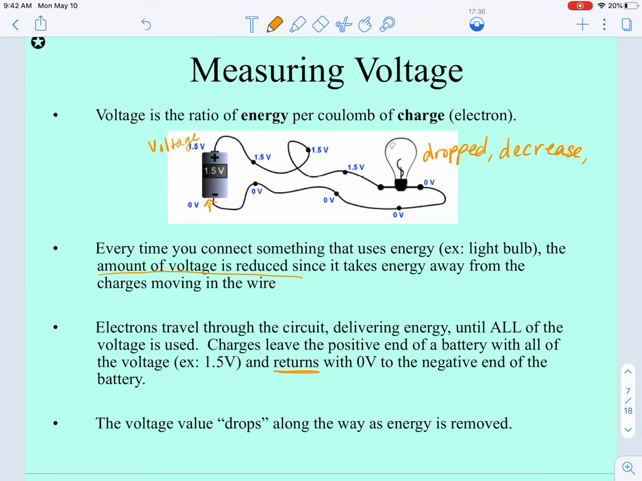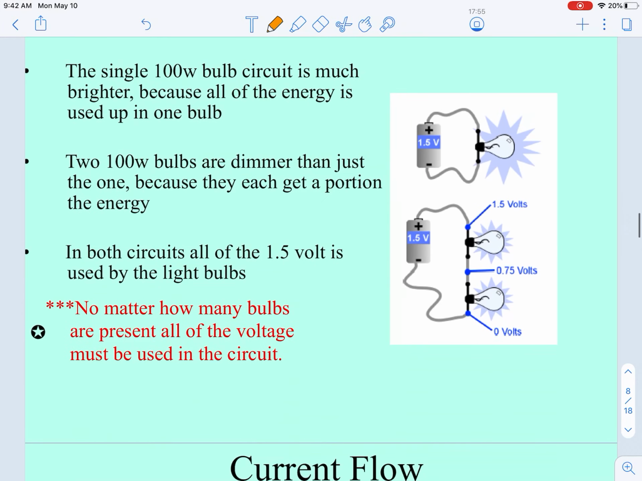Every single time we have an electric circuit, our electrons are going to return with 0 volts to the negative end of the battery every single time. This is a main idea that you are going to need to understand and carry in through the rest of the chapter. So sometimes we refer to this as a voltage drop, like I said, because the amount of voltage has decreased.